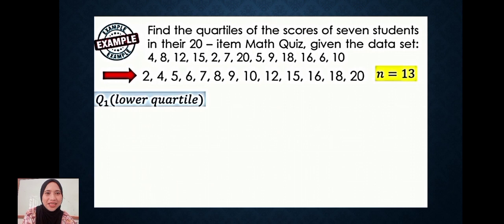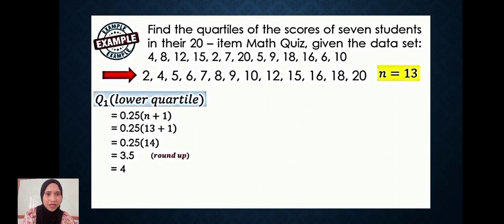Okay, so yung Q1 natin, paano natin makuha? Yung formula natin kanina, pag Q1, ang i-multiply natin is 0.25. Siya yung nasa pinakaunang quartile or unang position ng ating quartile. So 0.25 multiplied by the quantity n plus 1. The n here is 13, so we have 13 plus 1, we have 14 as the answer. Then multiplied by 0.25, we have 3.5.